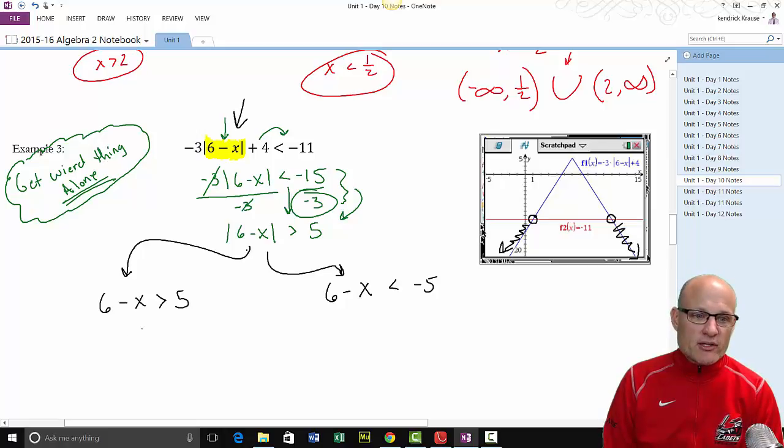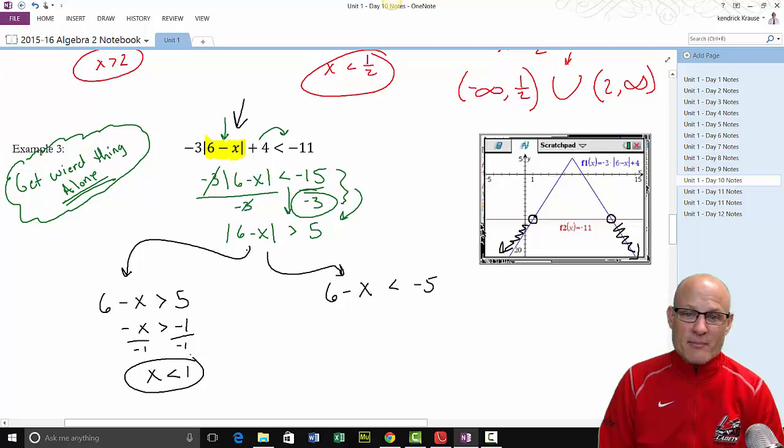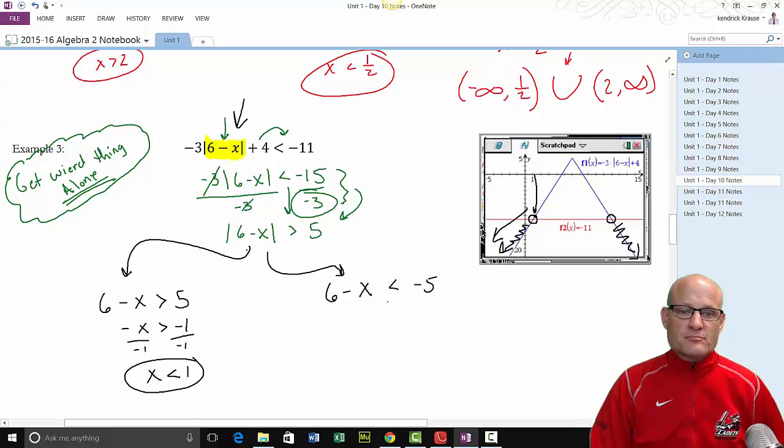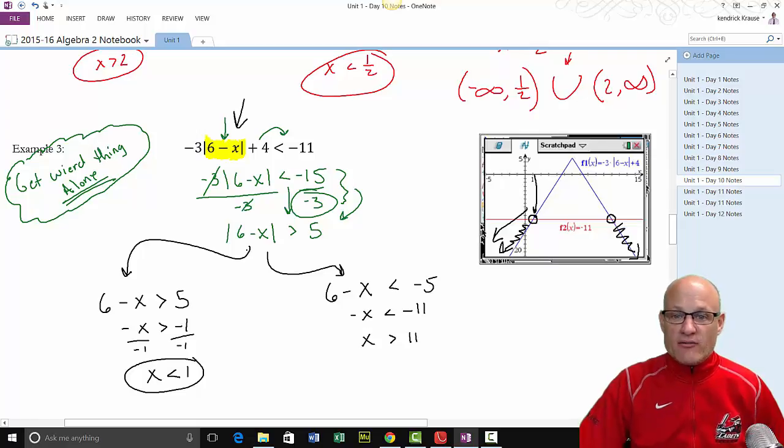So let's see. Bring the 6 over. I get -x is greater than -1. Or dividing by a -1, I get x is less than 1. Let's see if that makes sense. 1, there it is, and x less than that. Okay. Now we're going to bring this 6 over. We get -x is less than -11. Divide by -1, I get x is greater than 11. Now, let's see if that makes sense. Is that about 11? I think it is.